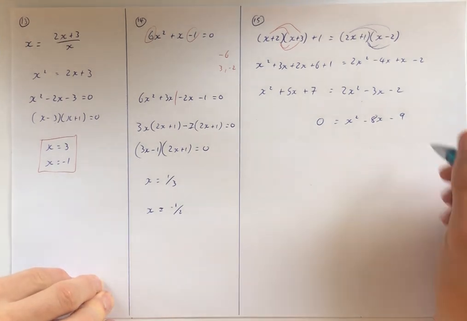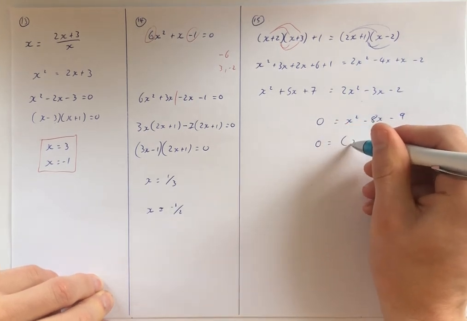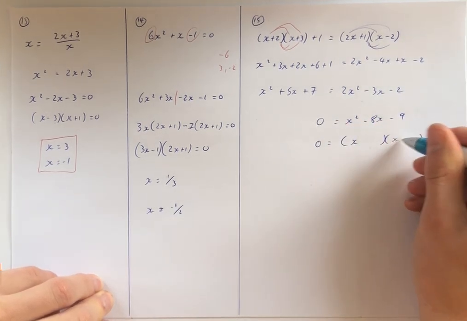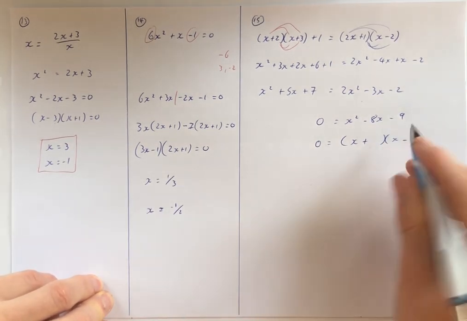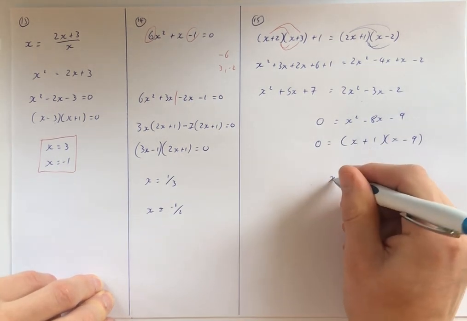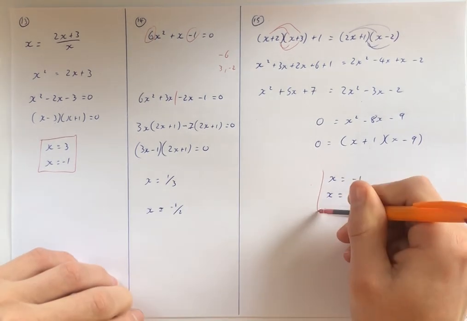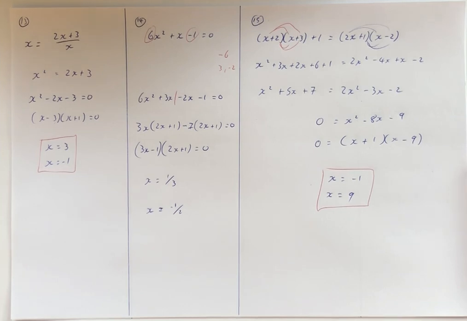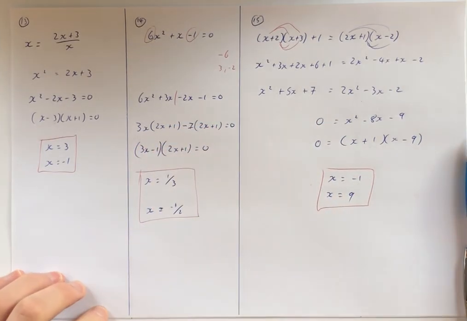And now we want to factorise this. So factors of negative 9 that add to negative 8. So double bracket, one of them has to be positive, one has to be negative to get a negative number when you multiply. And it's going to have to be negative 9 and positive 1 to give negative 8. So x is negative 1, x is 9. There we go. 15 rearranging quadratics, all solved, hopefully, with 100% accuracy. Let me know if you find a mistake.